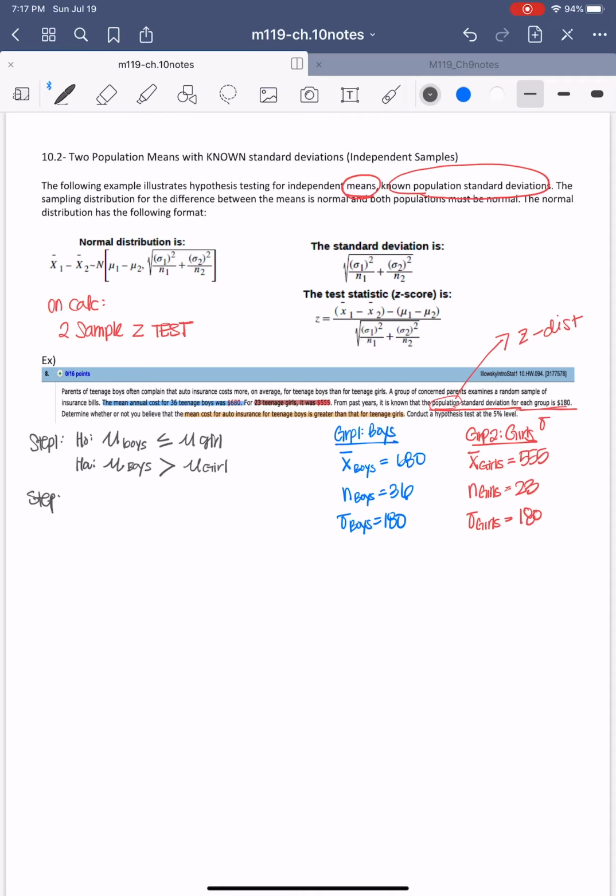Step 2, alpha value. What's our alpha value? Conducted at the significance level of 5%, so 0.05. Step 3, this is a normal Z. I mentioned that it's a normal Z distribution because sigma is known.